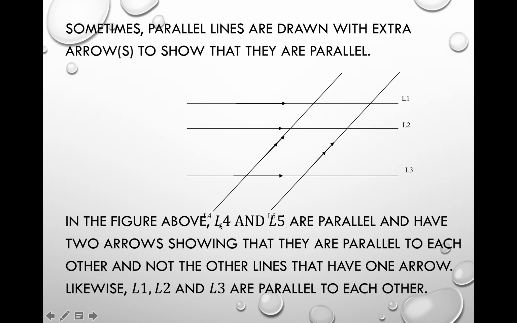In the figure above, line 4 and line 5 are parallel and have two arrows showing that they are parallel to each other, and note that the other lines have one arrow. Likewise, 1, 2, and 3 are parallel to each other.